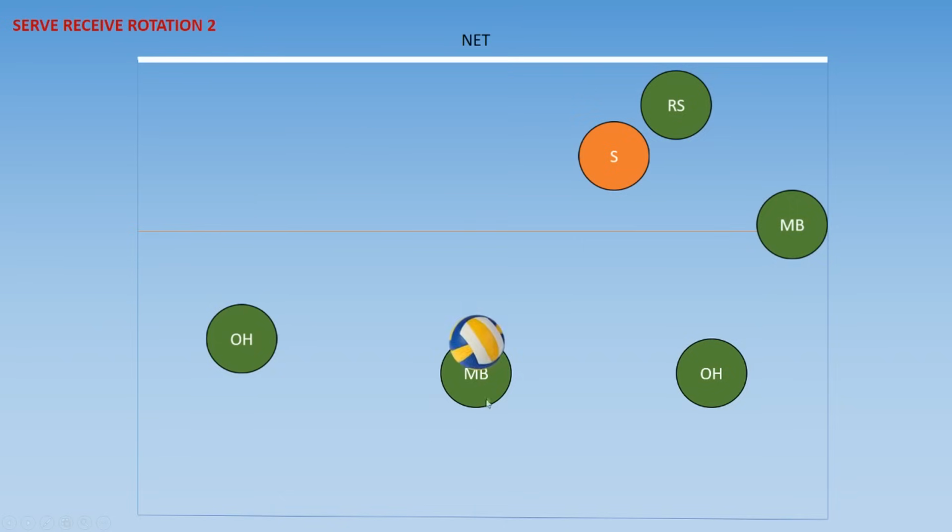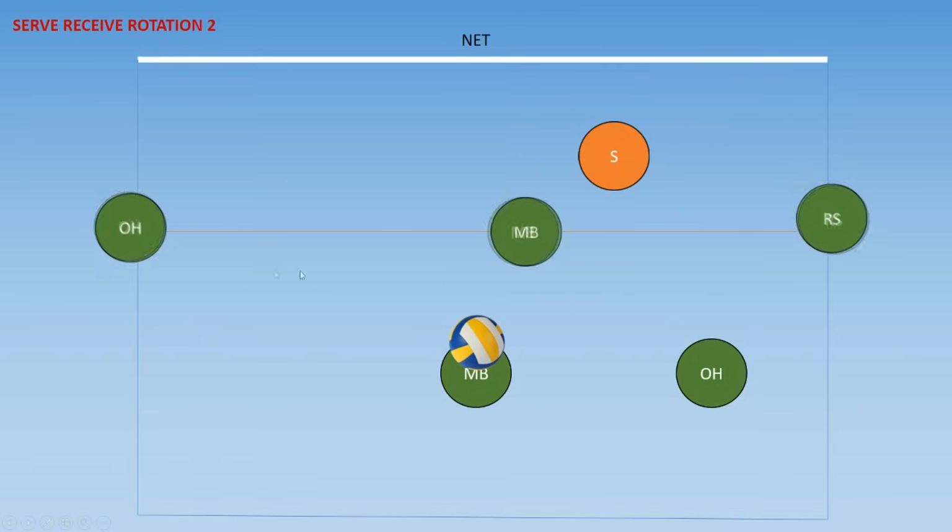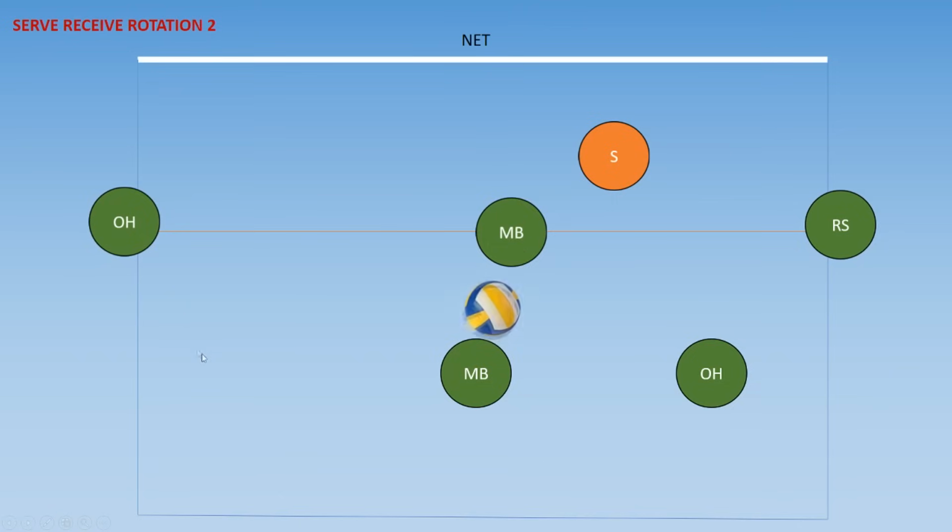So now the ball comes over. Once again, our middle back passes. And at this time, our middle blocker is going to come here to get ready to hit. And our right-sided hitter is going to come out here to get ready to hit. And our outside hitter is going to get ready to hit in this position. Now the ball is going to go to the setter, and the setter can set anyone they want.